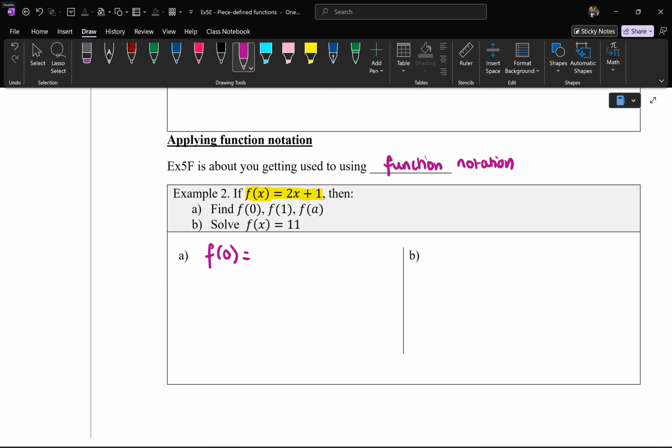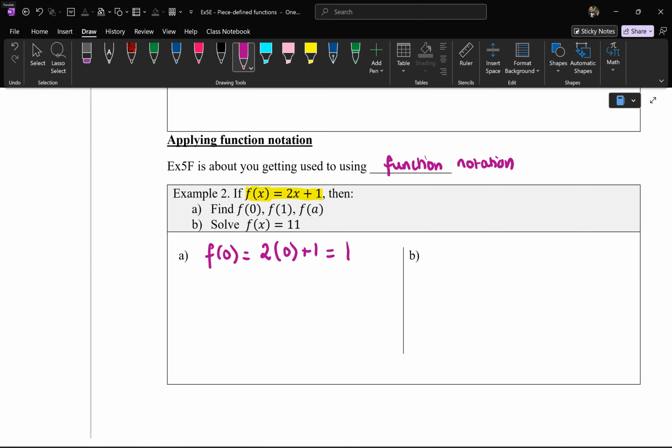Yeah, this is just saying whatever x is, I'm replacing that with a 0. So what it's saying is, well, if your function is 2x plus 1, then f of 0 just means 2, and replace that x with a 0 plus 1. So it's really just saying sub x equals 0 into your equation. Find y. F of 0 is your y value. So 2 times 0 is 0, 0 plus 1 is 1.